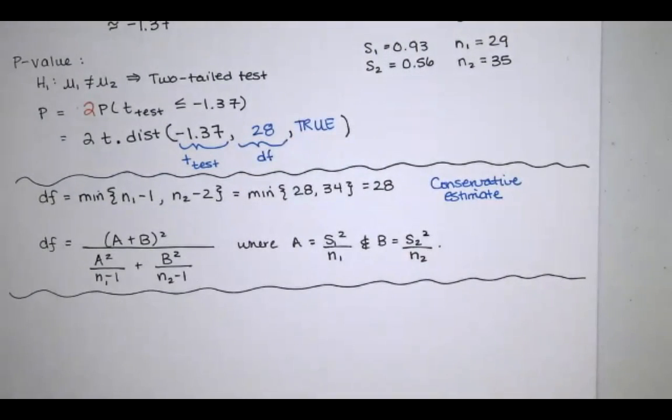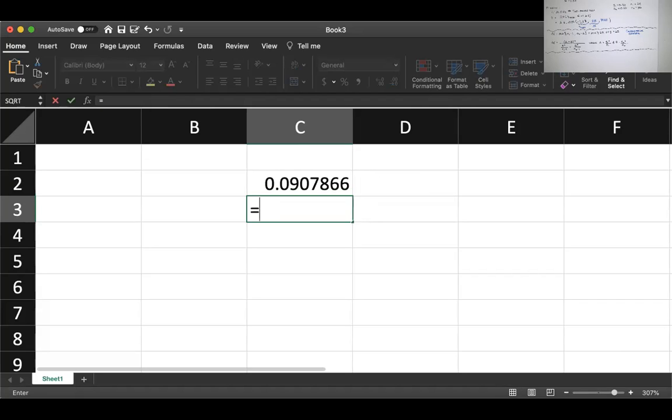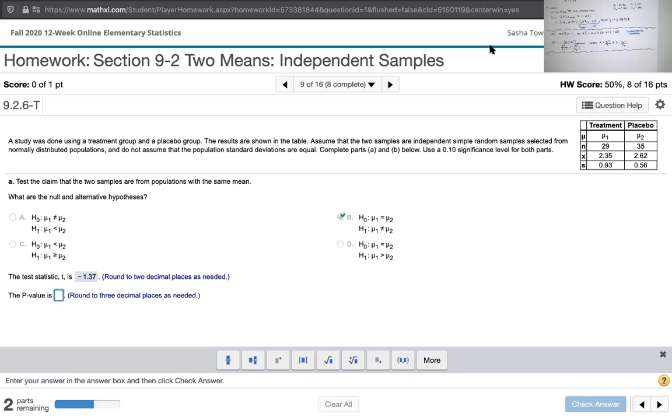So we'll put a 28 right there. So I'll type 28 and true here. And the p-value is twice that because it's a two-tailed test. And so we get approximately 0.18157 as our p-value, which when rounded to 3 decimal places as requested on MyLab Statistics is 0.182.